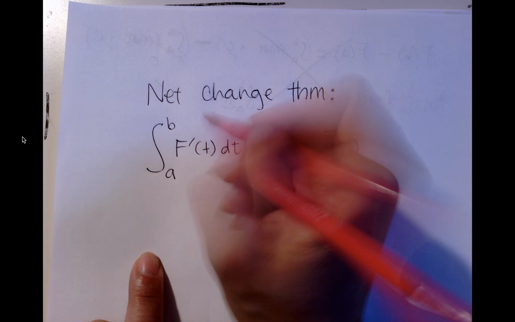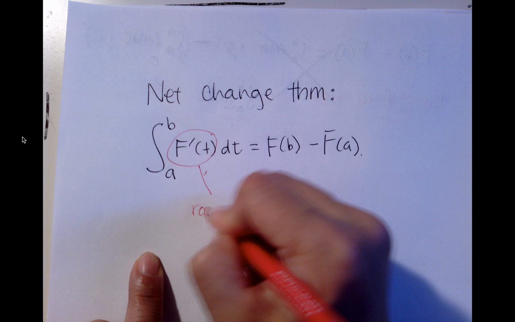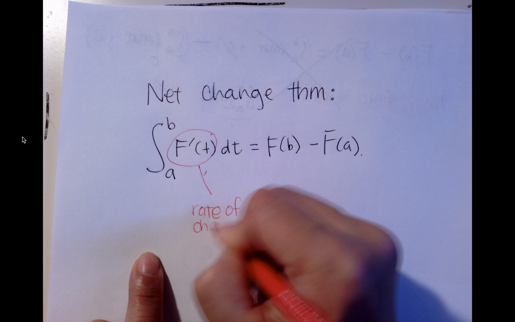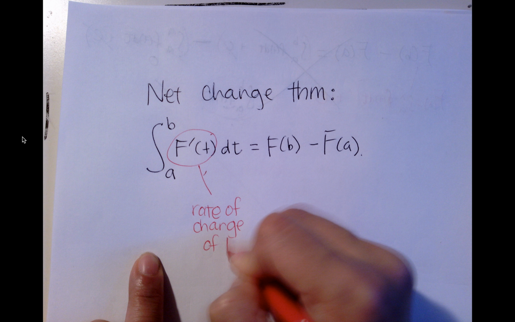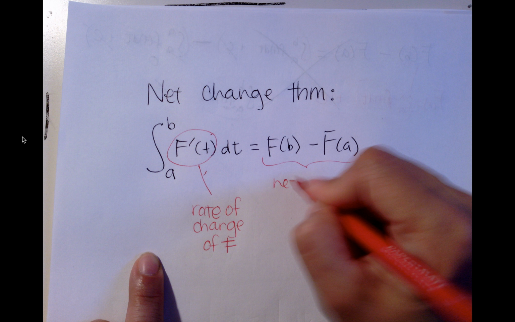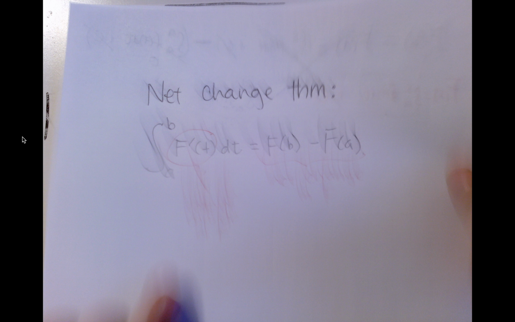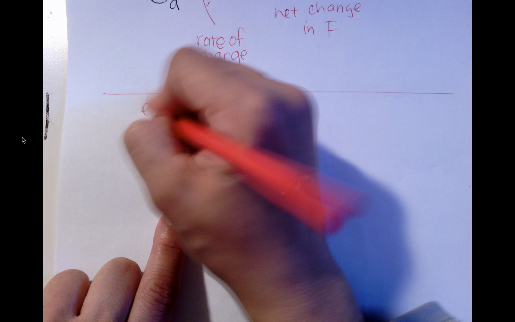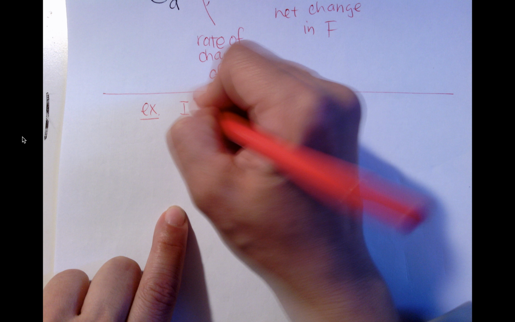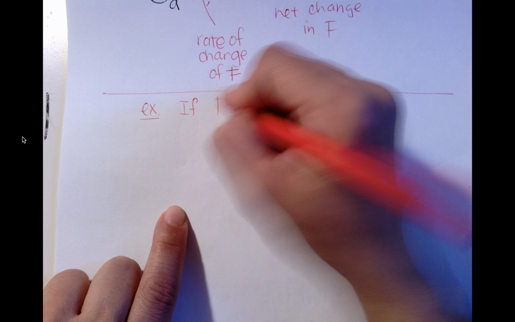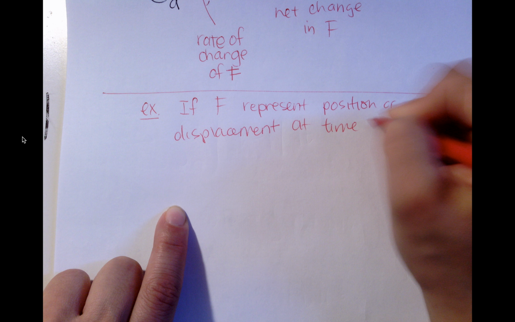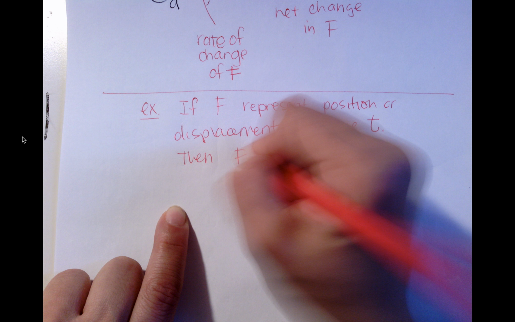In other words, if I integrate the rate of change of f, then it gives me the net change in f. So going back to the previous example, if f represents position or displacement at time t, then f prime is the velocity.